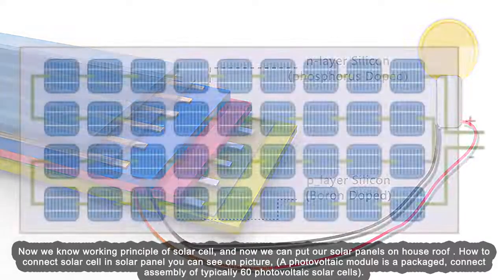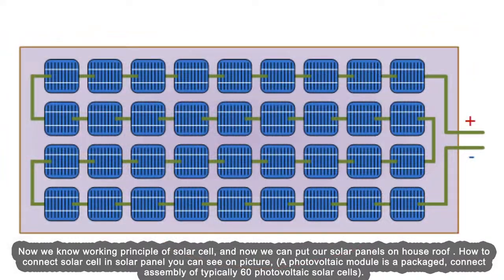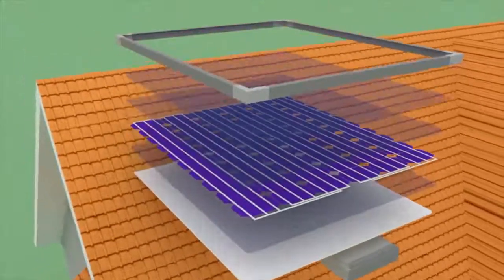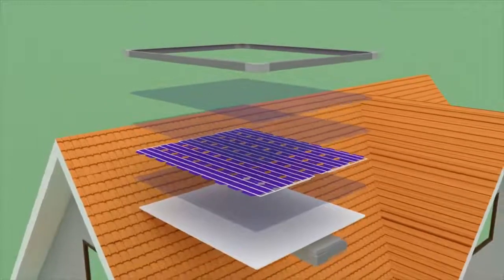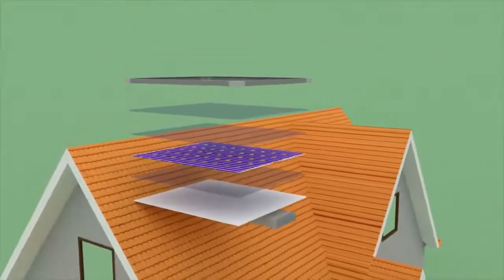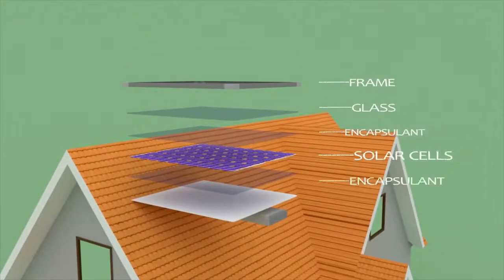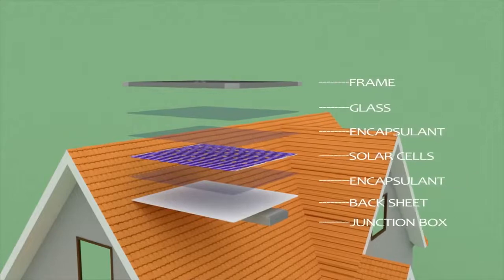Now we know the working principle of a solar cell, and now we can put our solar panels on a house roof. How to connect solar cells and a solar panel you can see in the picture. A photovoltaic module is a packaged, connected assembly of typically 60 photovoltaic solar cells. So we have a solar panel, or photovoltaic module. You can see again the construction of the panel with junction box.